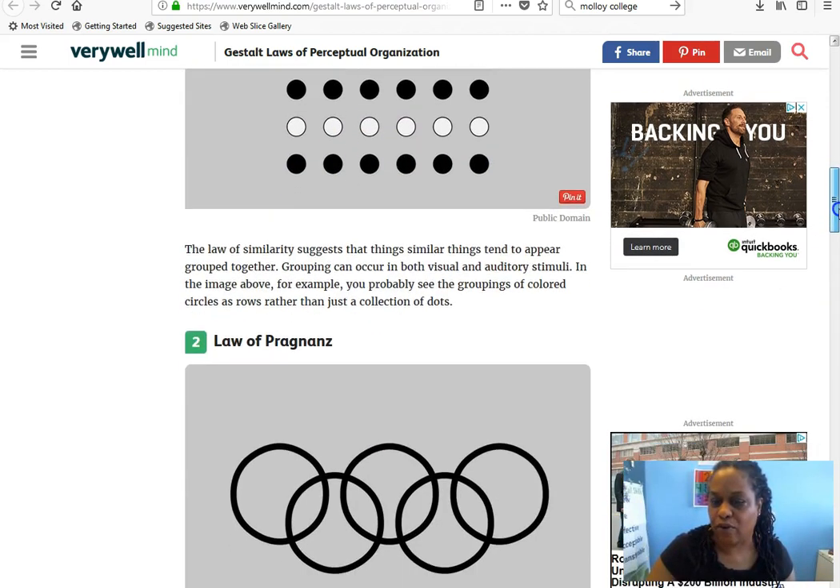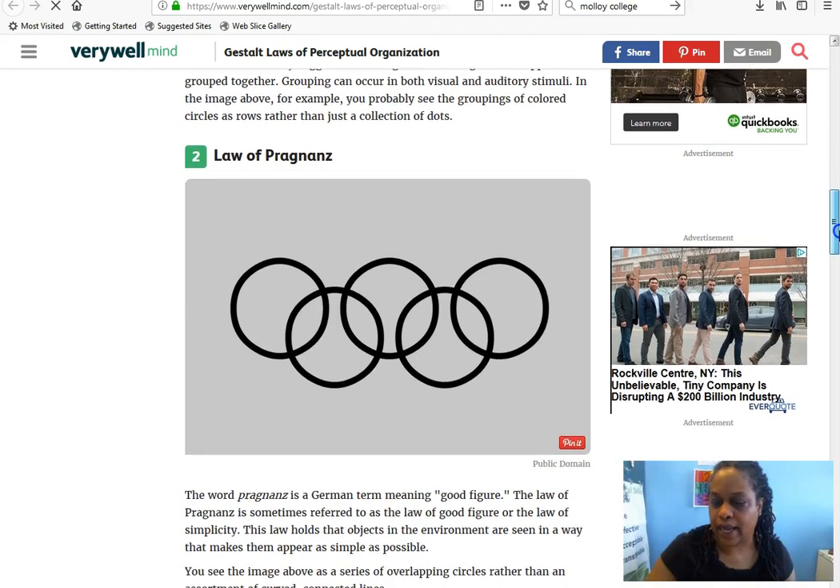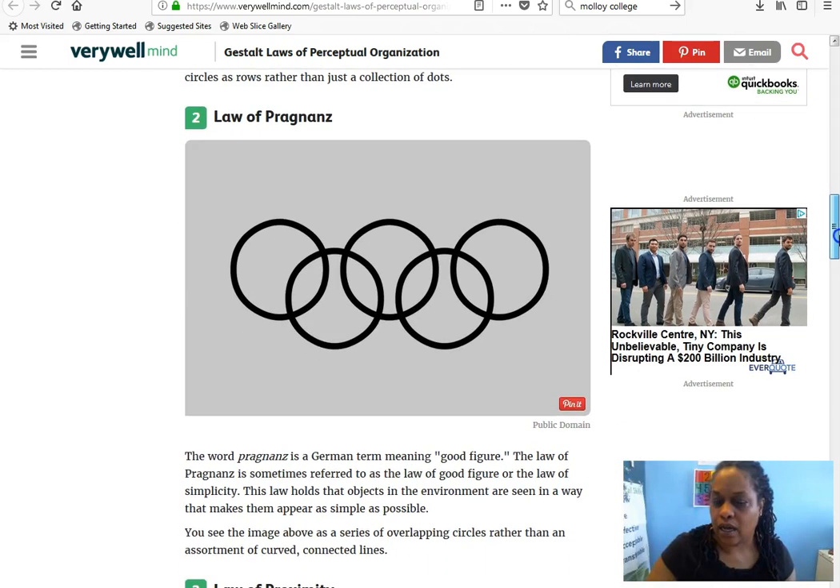The second law is Prägnanz, a German word. I hope I'm pronouncing it correctly. So for all of you that speak German, please forgive me if I'm not saying it correctly. It means good figure. The law of Prägnanz is sometimes referred to as the law of good figure or law of simplicity. This law holds that objects in the environment are seen in a way that makes them appear as simple as possible.